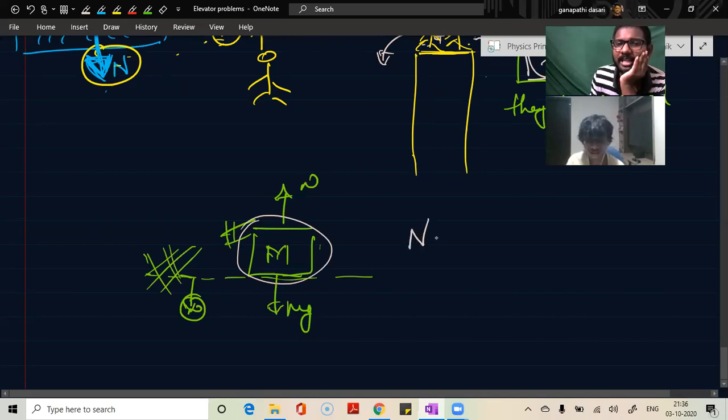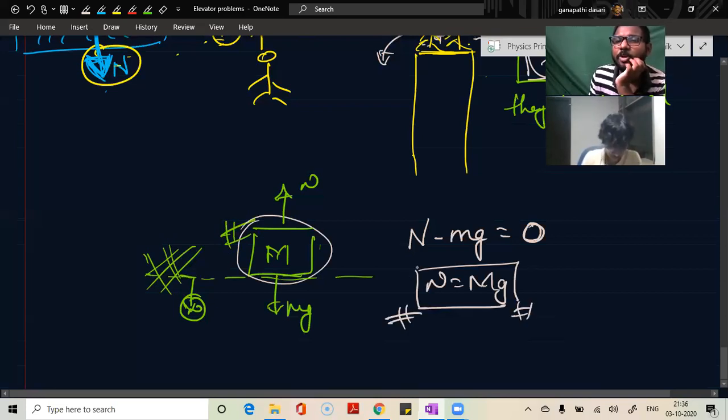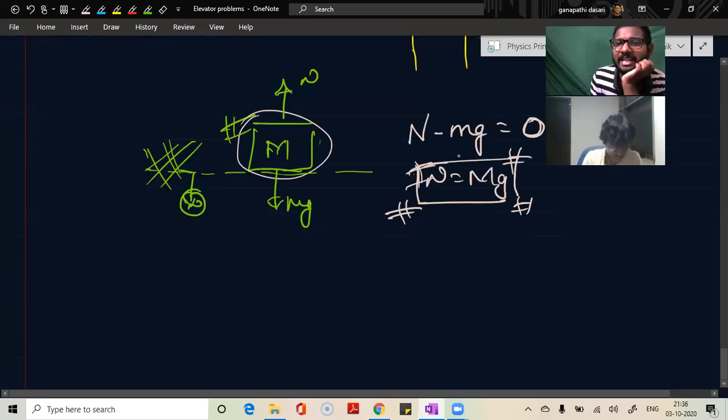Then N minus mg is equal to what? 0. Block is at rest. N is equal to what? Mg. And in this case, mg it has become. You don't remember it to be mg always. People will make mistakes. Now I'll tell you another point.